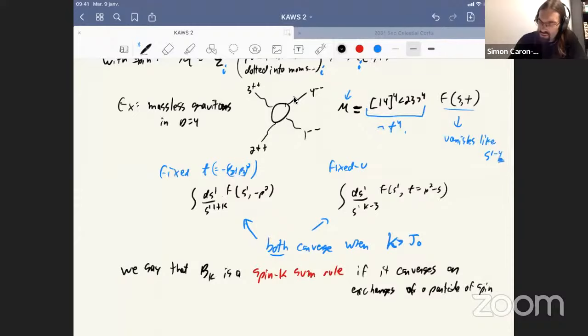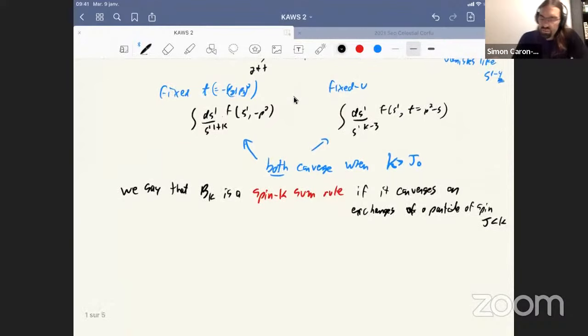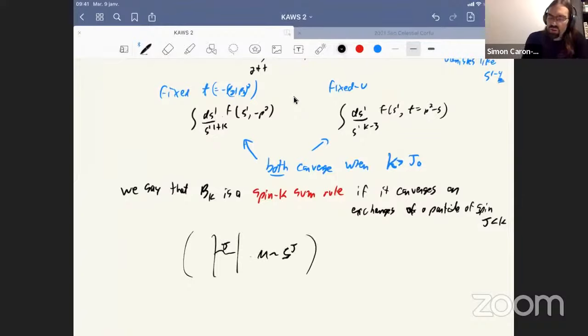For any particle of spin j less than k. And the idea is that when you exchange a particle of spin j, you get an amplitude that goes like s to the j. So if you have an amplitude that converges for exchange of a particle of spin j, but if it converges for all spins less than k, we say that it's a spin k sum rule. So the convergence criterion is always k greater than j0. So that's always our convergence criterion.